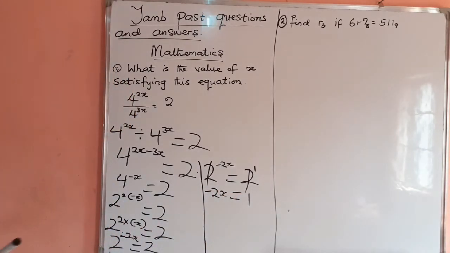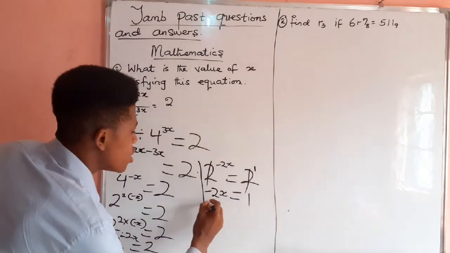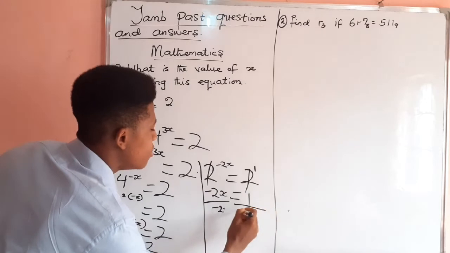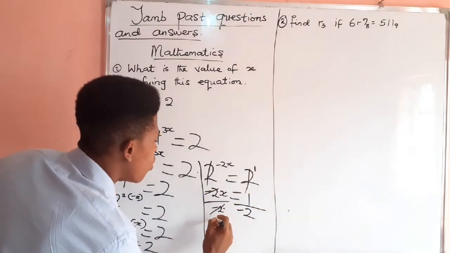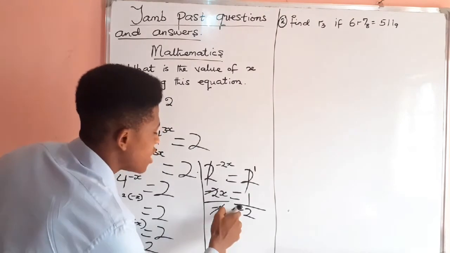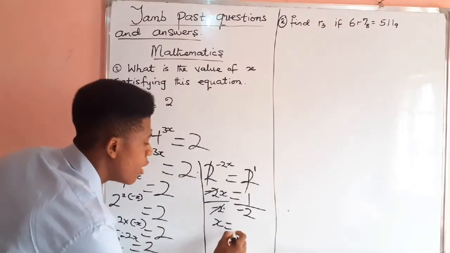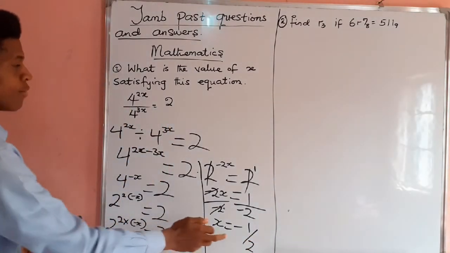And of course, in order to get our x, we have to divide both sides by minus 2. So this would be minus 2 divided by minus 2. Minus 2 cancels minus 2. We are left with x is equals to, there's a minus here, mind you, 1 over minus 2. So it represents the whole fraction minus 1 over 2. This is our final answer.